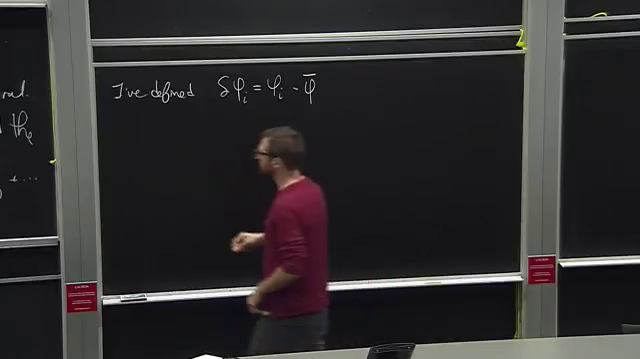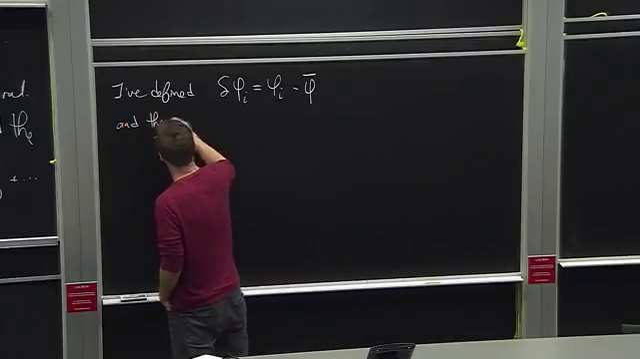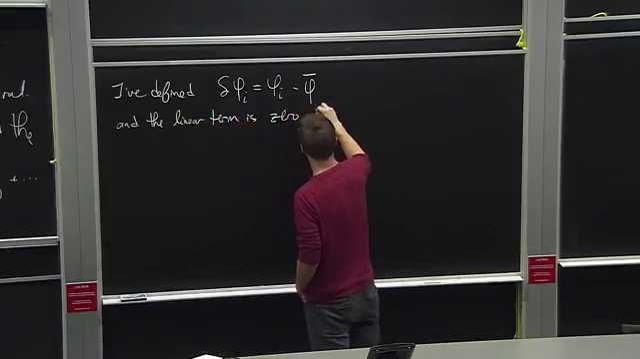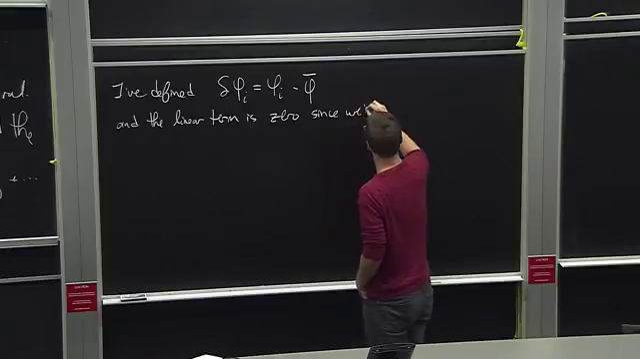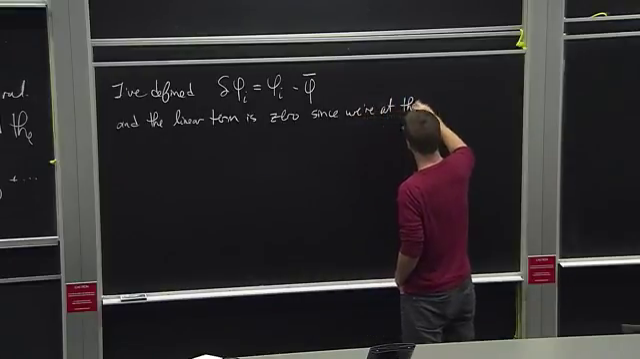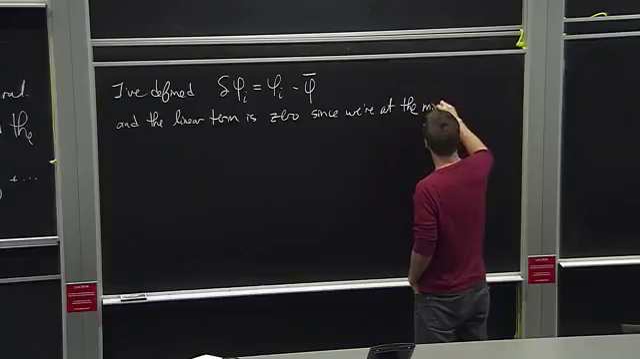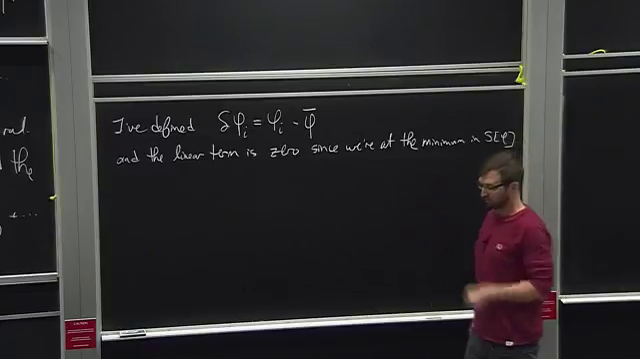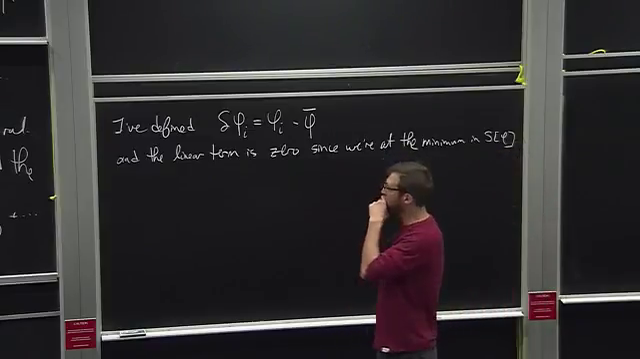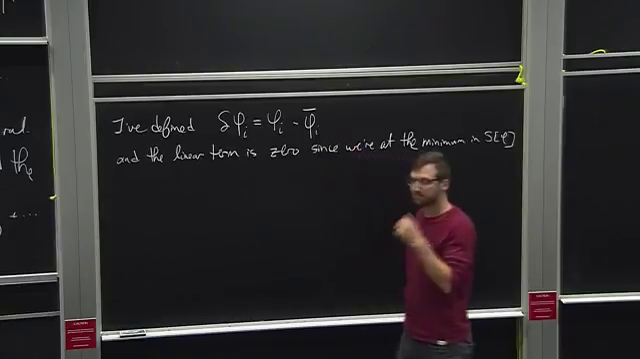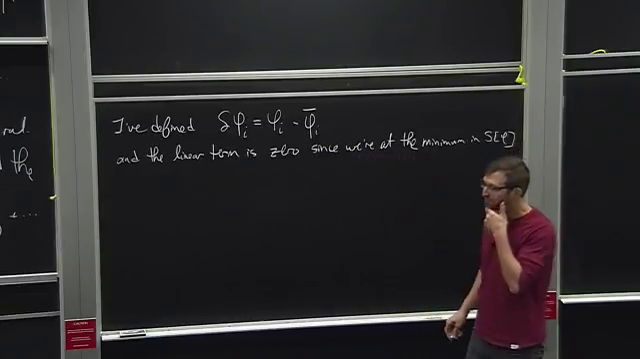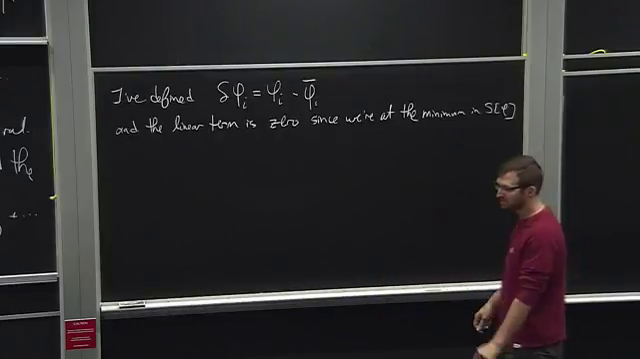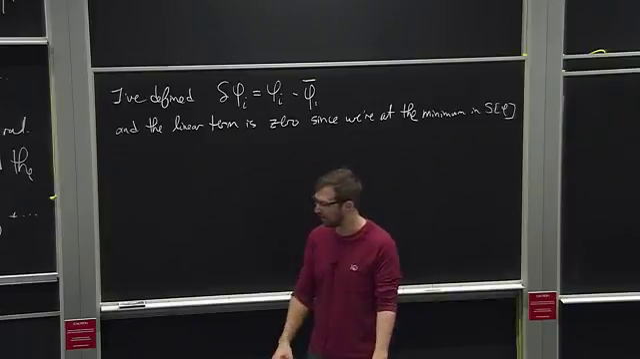Okay, and the linear term is 0. We're expanding around the minimum, instead of phi I bar. In the mean field, it's all uniform, so phi I bar will be phi.